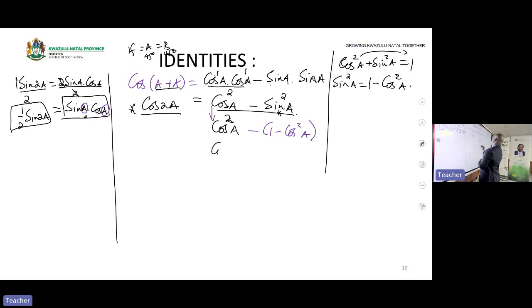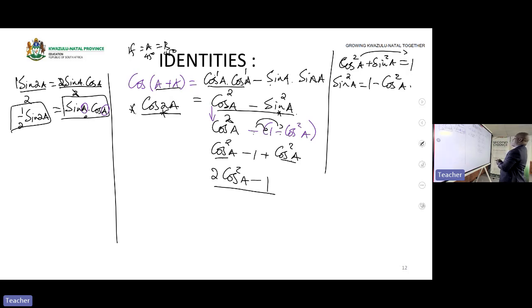Then we simplify. So with cos squared A, we distribute this negative 1. Negative times positive is going to be negative 1. Negative times negative is positive cos squared A. Then we group the like terms. What is cos squared A plus cos squared A? It is 2 cos squared A minus 1. So whenever you see cos 2A, you don't see that one, but you see what? A double angle identity, which is 2 cos squared A minus 1.